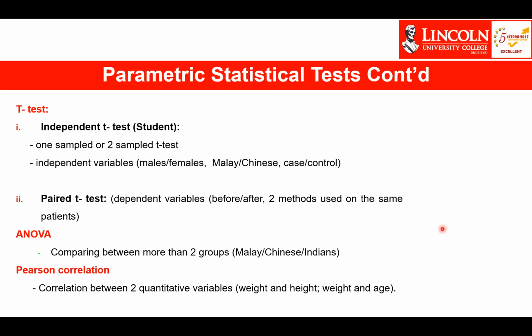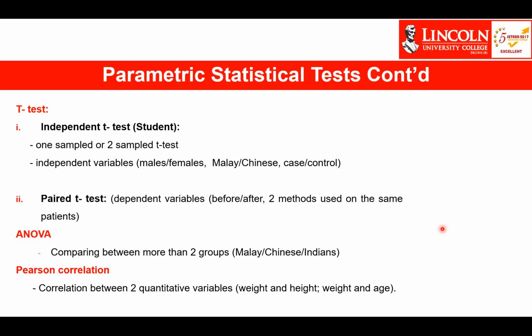Again, under parametric tests, one of the tests that can be carried out is the t-test. We have a few types of t-tests. We have the independent t-test, otherwise known as the student t, which can be used for one-sample or two-sample t-tests. You can also have independent variables, males or females, Malay, Chinese, case control, depending on how your variable is. Then we also have the paired t-test.